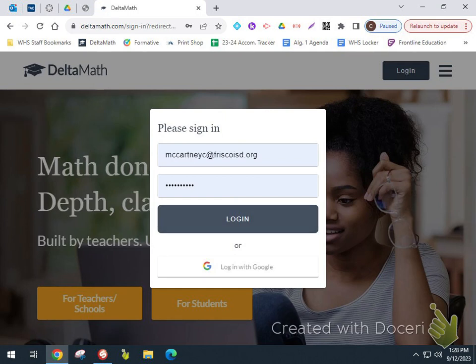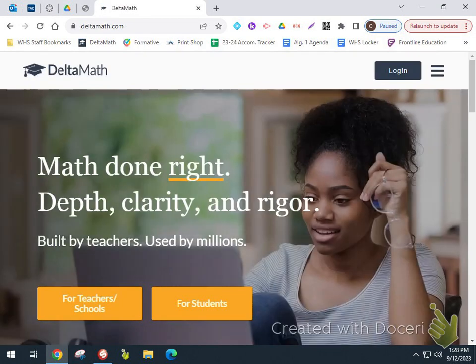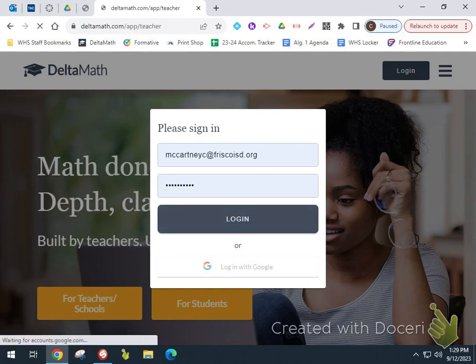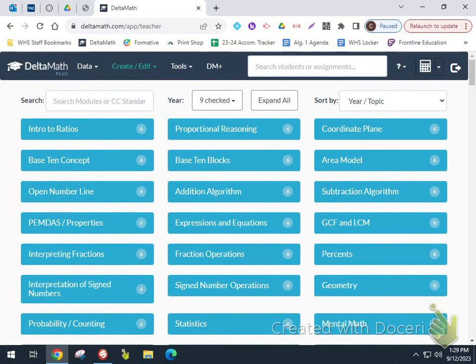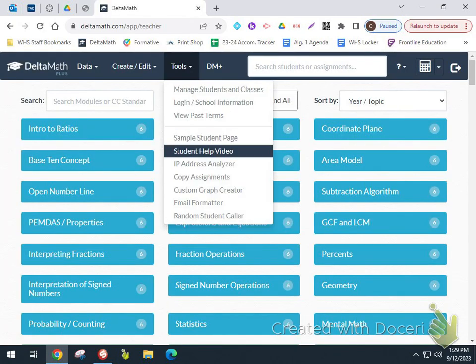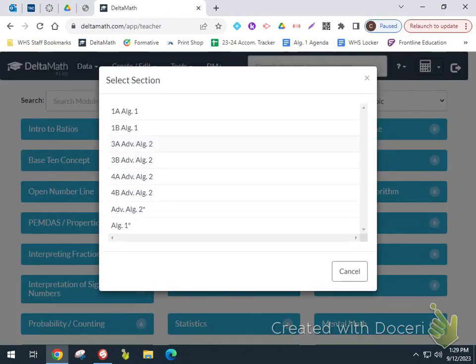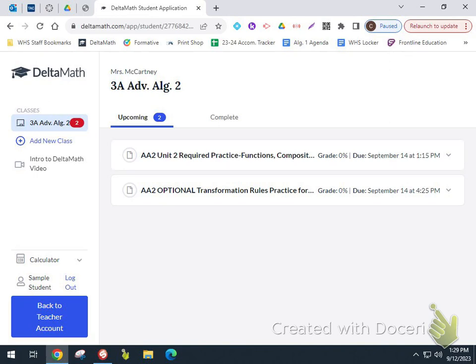Come on, Delta Math. Log in. OMG. But it's to help with transformations. Let me see if it's up there. Geometry. Where's geometry? Oh, no, we don't have geometry in here.